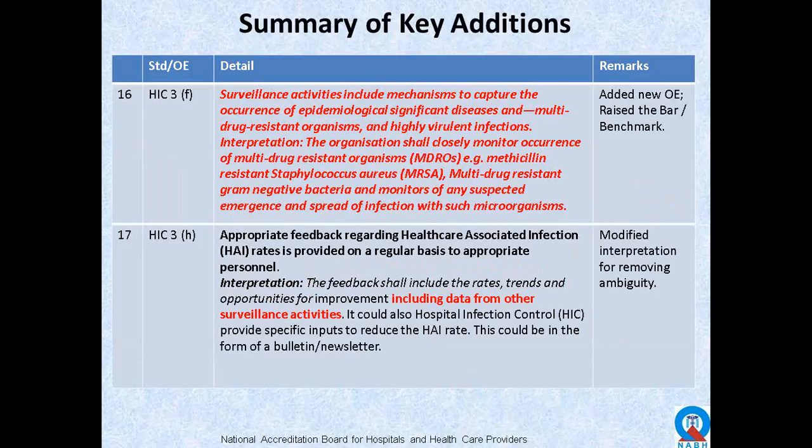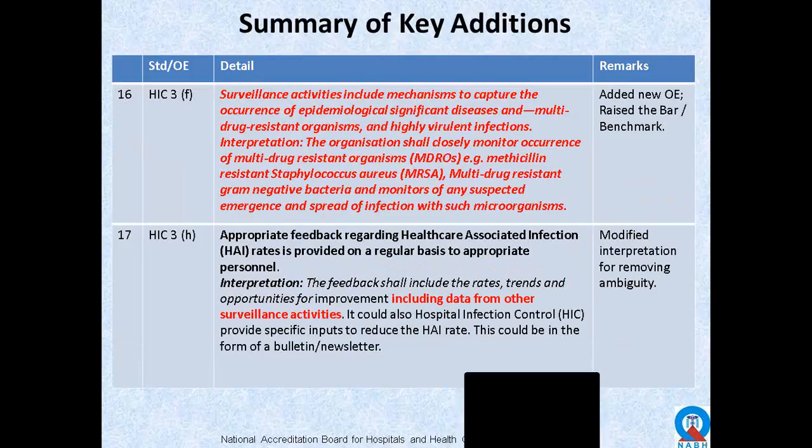The whole idea of the standard is that there is an opportunity for you to monitor and make appropriate corrective actions if the occurrence level goes beyond the international levels.